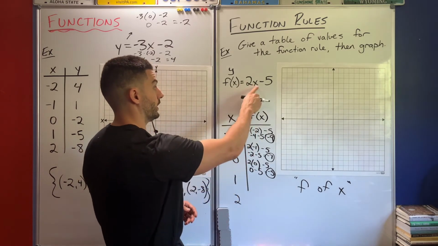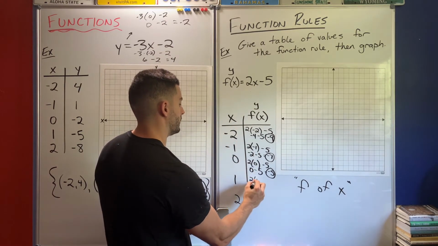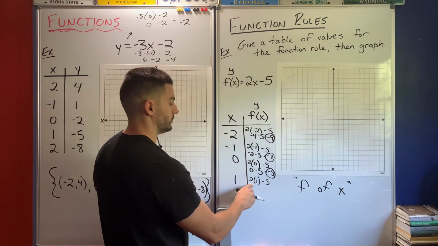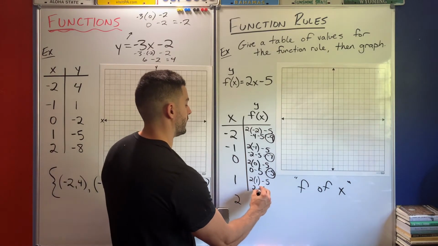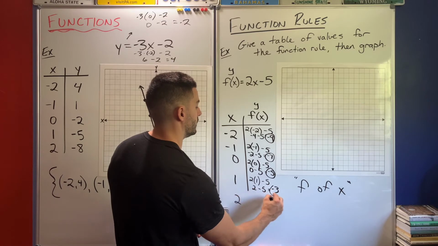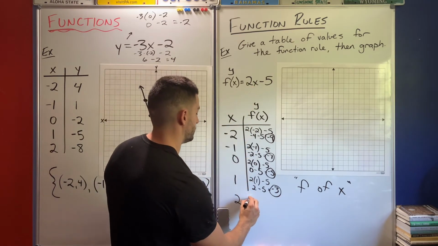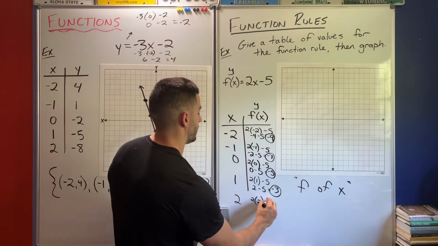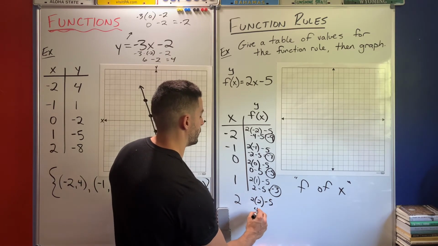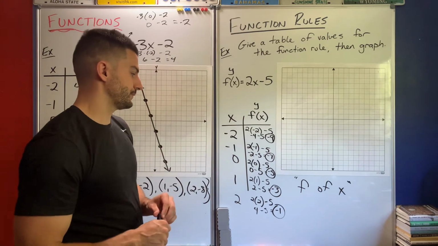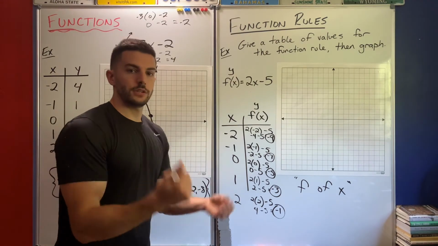So I substitute in 1 in here. 2 times 1 minus 5. So 2 times 1 is 2. 2 minus 5 is negative 3. And then I substitute in positive 2. So 2 times 2 minus 5. So 2 times 2 is 4. 4 minus 5 is negative 1. Okay? So there's my values.